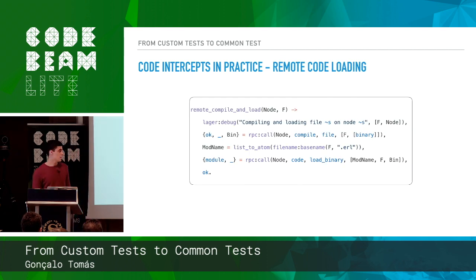So you might be wondering how this happens. This basically happens at runtime by first compiling the file, not locally but remotely, through the first RPC call. And then with the second one we're actually loading the binary and replacing the code that was running before.